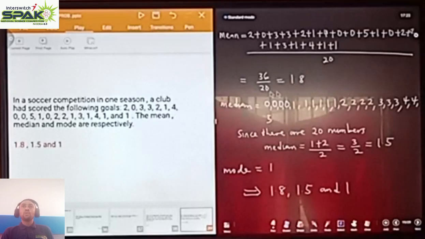The median, you will rearrange. When you rearrange these numbers, you see there are 20 numbers. So that is even, so 2 numbers will be at the middle. That's 1 and 2. So 1 and 2 fall at the middle. Then find the average of 1 and 2. By adding together and dividing by 2, we have 1.5. And mode is the most occurring number. That is 1. 1 appears 6 times. So that's the highest occurrence. So the mode is 1. So we now arrange it accordingly. So mean is 1.8, median is 1.5, and mode is 1.